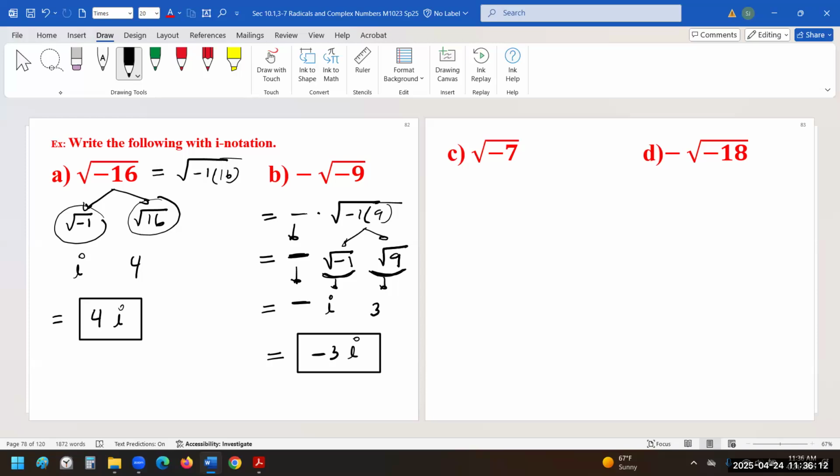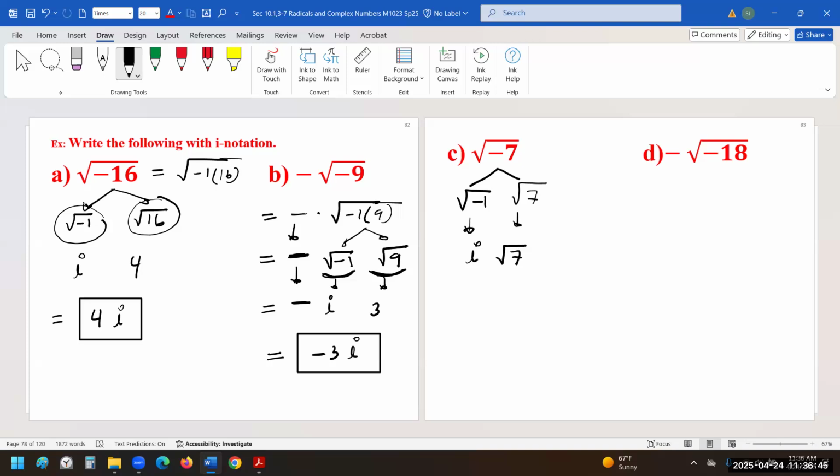So how about C? What two pieces do you break it down into? Square root of what? -1 and 7. So what do we get from square root of -1? And how about square root of 7? Square root of 7 is not 7, right? We don't know what the square root of 7 is, so we bring it down.